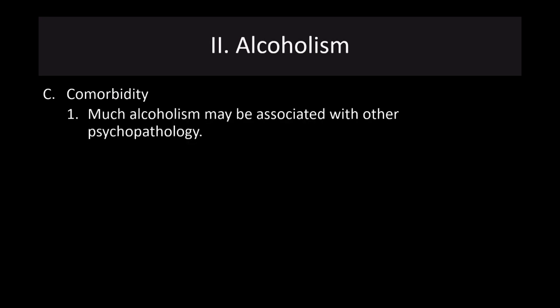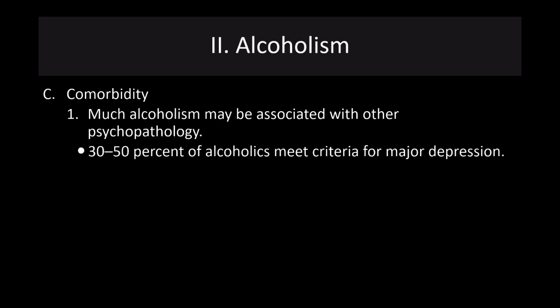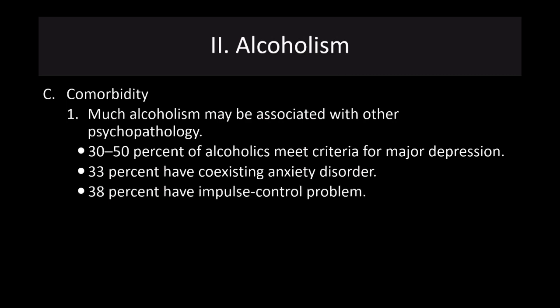Alcoholism also has a lot of comorbidities. That is, it goes along with other psychopathologies. About 30 to 50% of alcoholics meet the criteria for major depression. We talked a little bit about how alcohol can affect serotonin receptors. That certainly low-risk males might benefit from a selective serotonin reuptake inhibitor for treating the depression, and it might help with their alcoholism. Again, 33% have a coexisting anxiety disorder, and they're managing their anxiety through alcohol. 38% also have an impulse control problem. And this feeds into alcoholism because they're unable to control that impulse to drink. And so that's another issue.